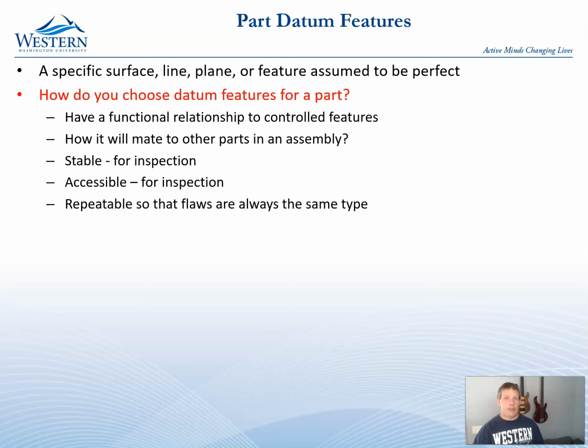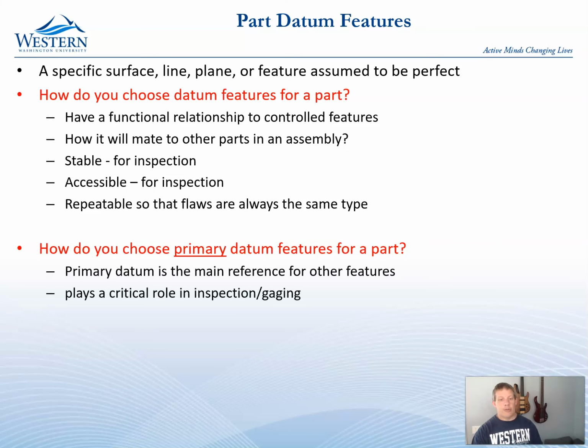Datums need to be stable, so they need to not be on something that's thin and wobbly. It needs to be in some part of the part that is going to stay where it is, both when you clamp it and when you let go. It needs to be accessible so you can get to it, and it needs to be as repeatable as possible. So, how do you choose the primary datum? How do we go about this process?